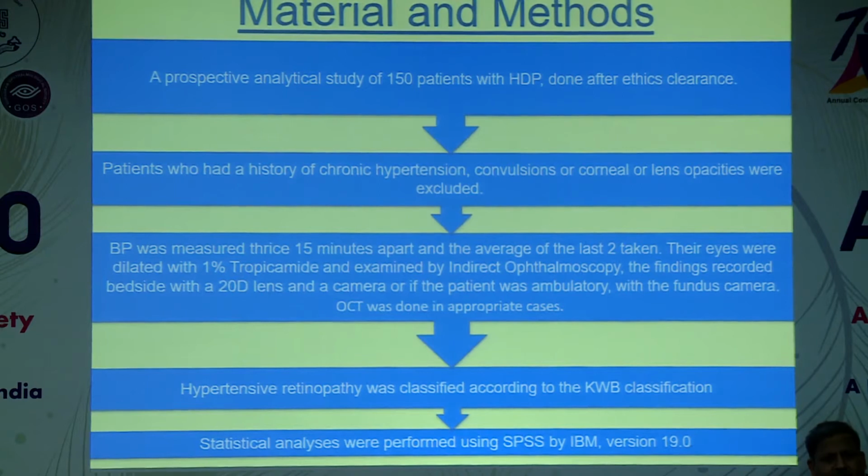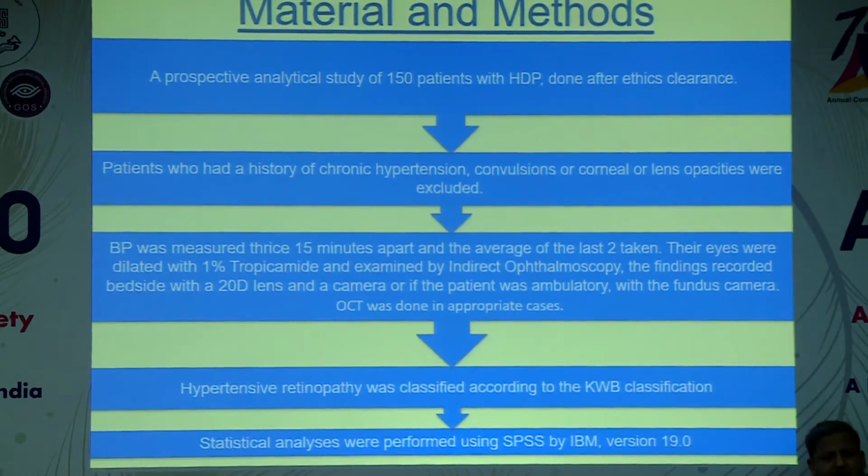This was a prospective analytical study of 150 patients with HDP done after ethics clearance, and patients who had a history of chronic hypertension, convulsions, or corneal or lens opacities were excluded from the study. Blood pressure was measured thrice, 15 minutes apart, and the average of the last two were taken. Eyes were dilated with 1% tropicamide and examined by indirect ophthalmoscopy. The findings were recorded bedside with a 20D lens and camera, or if the patient was ambulatory with the fundus camera. OCT was done in appropriate cases. The statistical analysis was performed using SPSS by IBM version 19.